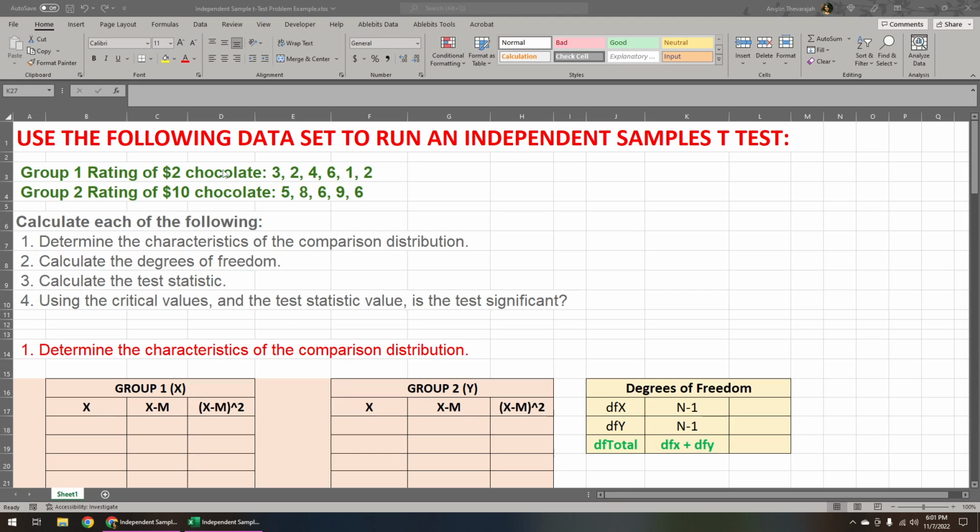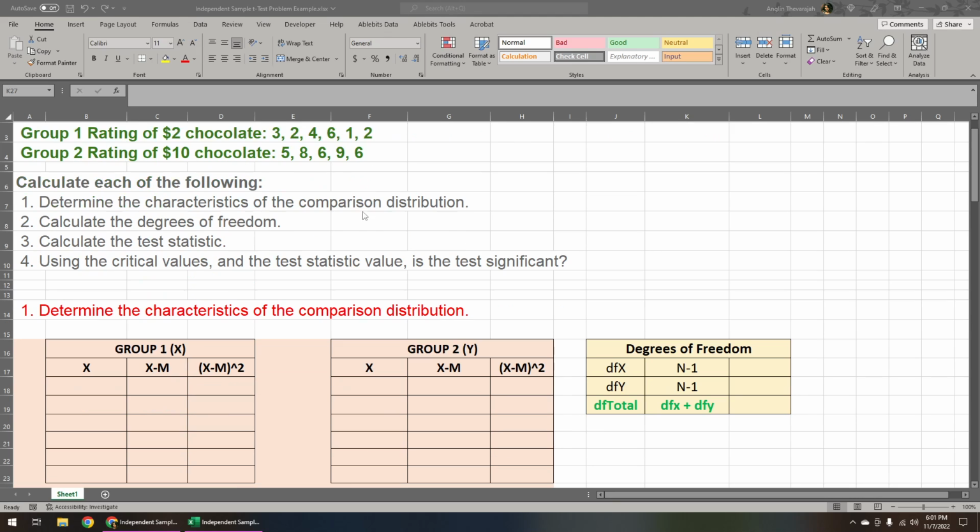So we have group 1, rating of a chocolate bar that we told them it was worth $2, and here's their rating. And then we had a group 2, they had the same chocolate bar except we told them that this one was worth $10, and so here's their ratings. So now we're going to just go ahead and put these numbers to work. For the first grouping here, I'm going to add group 1's data, and for the second grouping I'm going to add group 2's data.